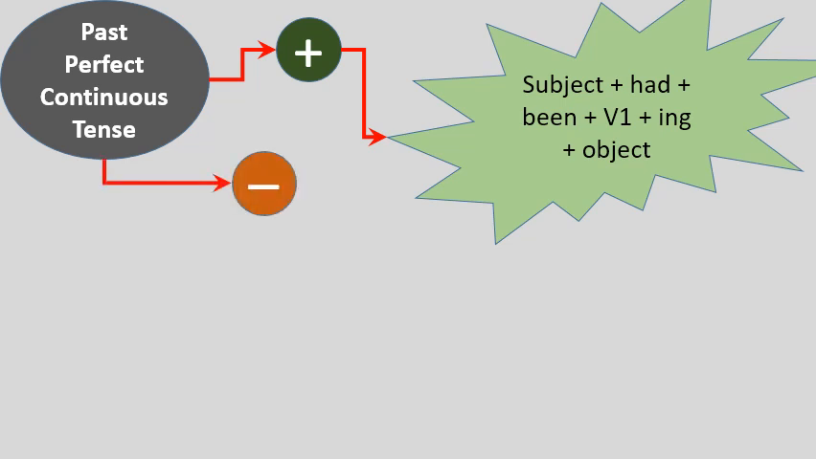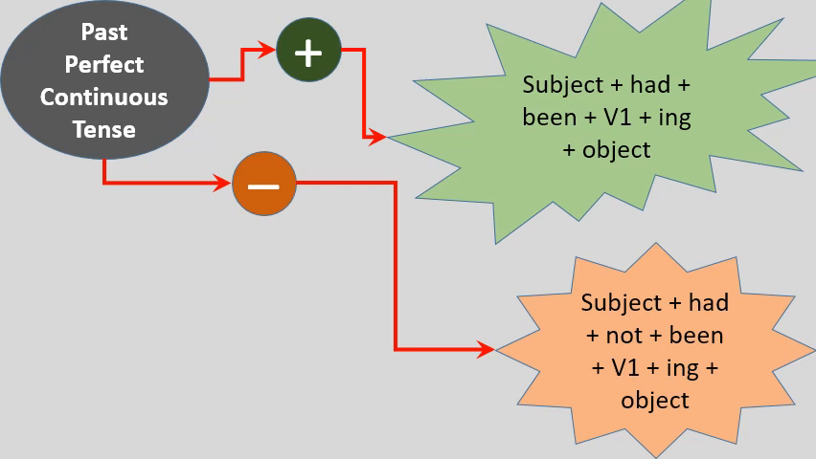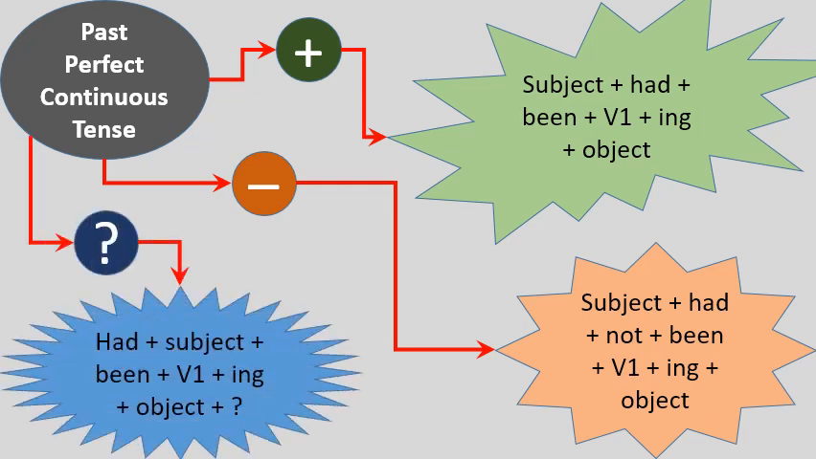In the negative sentence, the structure will be subject plus had plus not plus been plus first form of the verb plus ing plus object. For example, they had not been playing tennis. In the interrogative sentence, the structure will be had plus subject plus been plus first form of the verb plus ing plus object. For example, had they been playing tennis?